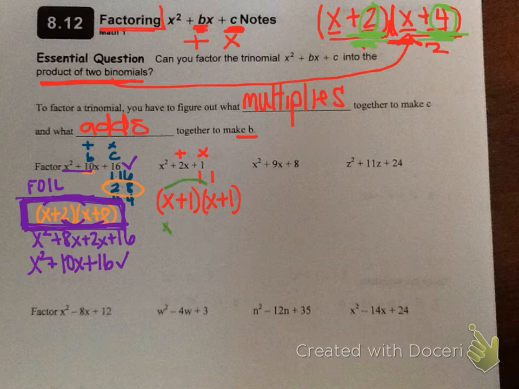X times x is x squared. X times 1 is 1x. 1 times x is 1x. 1 times 1 is 1. So we get x squared plus 2x plus 1, which is our problem. So we know that this is correct.